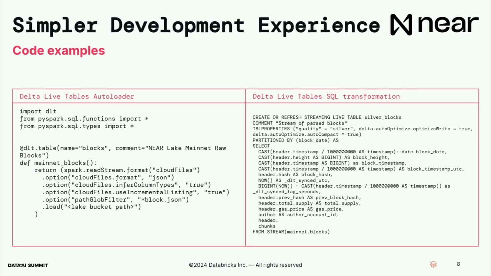So here are some examples. This is our Autoloader code that shows how simple our development experience is. We can use just a few lines of Python to ingest these files, and just a few lines of SQL, which is very easy to maintain, to build our silver tables.